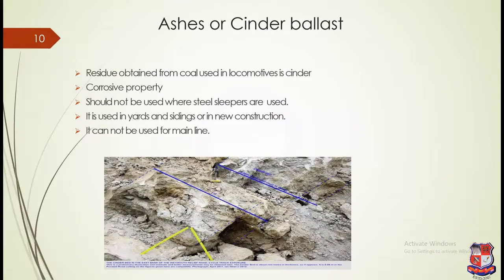Next, ash or cinder ballast. Normally coal ash is available in large quantity on railways from coal being used in locomotives. It can be used in yards and sidings or as initial ballast in new construction as it is very cheap. It cannot be used for main line as it is very soft and gets reduced to powder under wheel loads and makes the track very dusty. It is harmful for steel sleepers and fittings because of its corrosive action. It should not be used for main line.